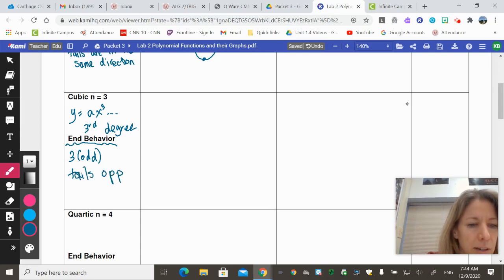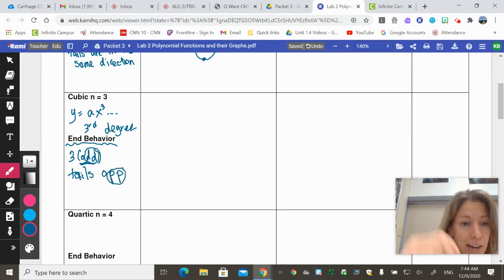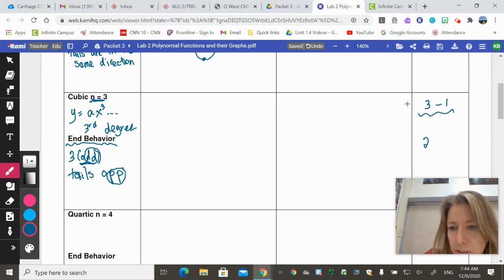And I mentioned odd: if you flip the d's around, if we rotated them 180, it would look like opposite. So that's a way to remember that any odd degree will have opposite tails. All right, so it's a third degree. Actually, I'm going to do number of turns here first. Since it's 3 minus 1, this could have up to 2 turns.